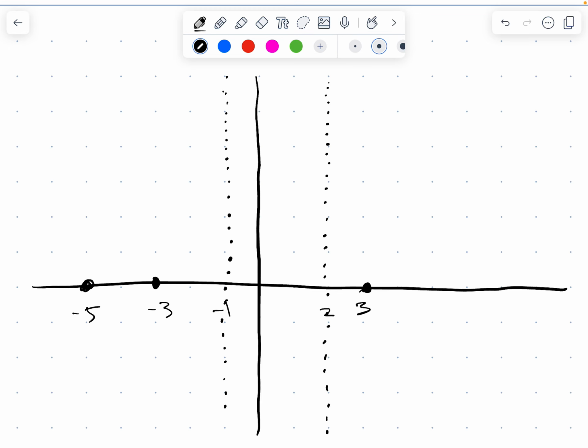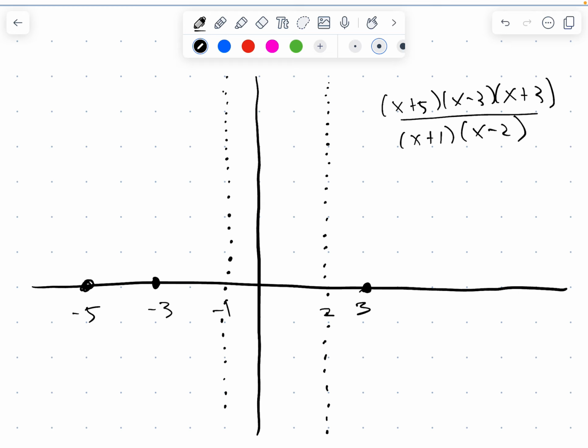Okay, so those are our critical points. So let's write our equation up again. Our equation is (x + 5)(x - 3)(x + 3) over (x + 1)(x - 2). And you'll notice I'm not including that x + 4 value because that one gives us a hole, so we don't care about that one.